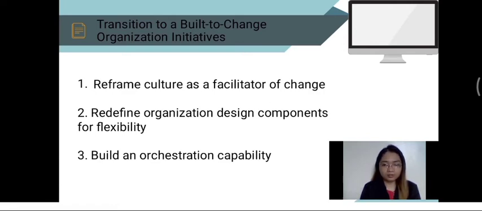The second one is redefine organization design components for flexibility. Each feature of an organization's design can be created under an assumption of stability or flexibility. And this second step in moving to a build to change organization is to design and implement those components with flexibility in mind. And the third one is build an orchestration capability. This stage helps the organization leverage the flexibility built into the organization's strategy and design. An orchestration capability enables the organization to implement changes in strategy and to execute design changes effectively over and over again. Also, build to change designs stress the importance of shared leadership throughout the organization.